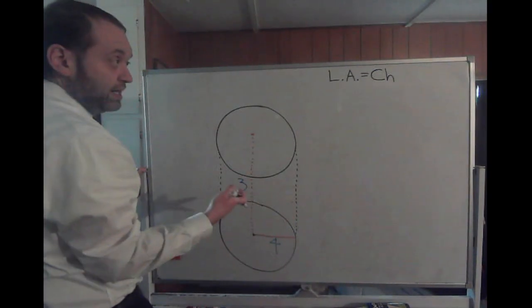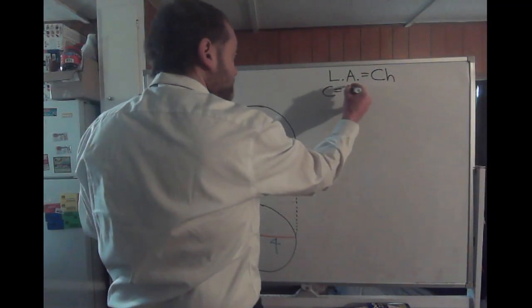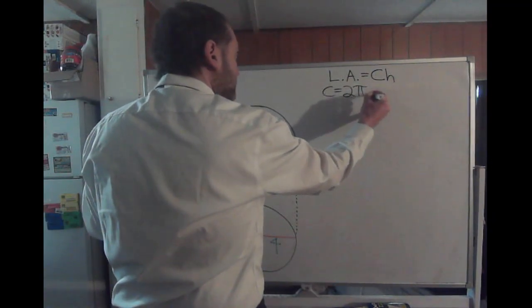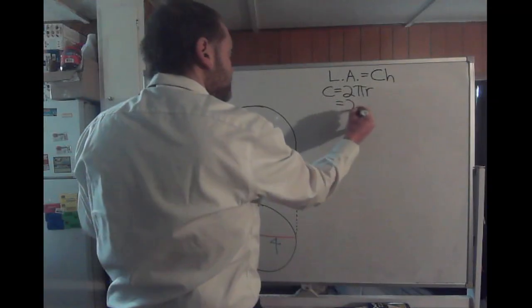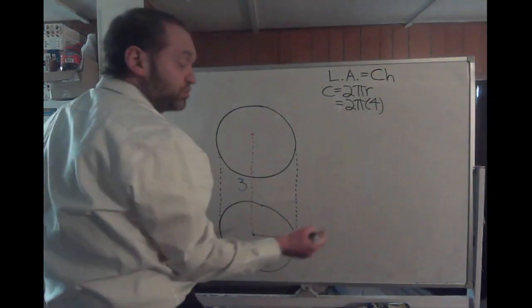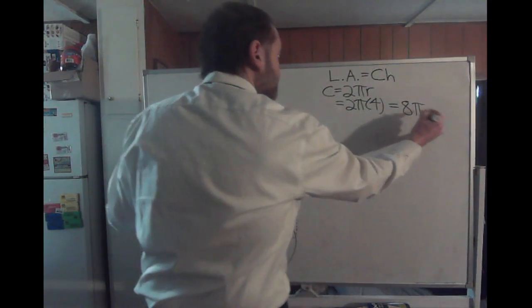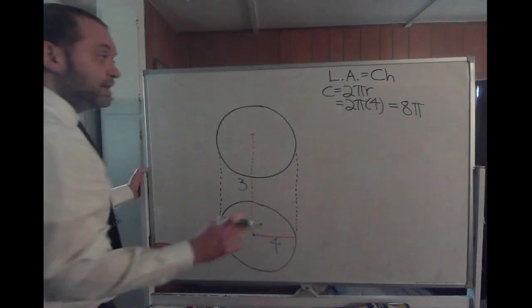Well, we know the height, we just don't know the circumference. So the circumference would equal, of course, the formula for that is 2 pi r, which would be 2 pi times that radius of 4, which would give you a circumference of 8 pi. So the circumference of the base is 8 pi.